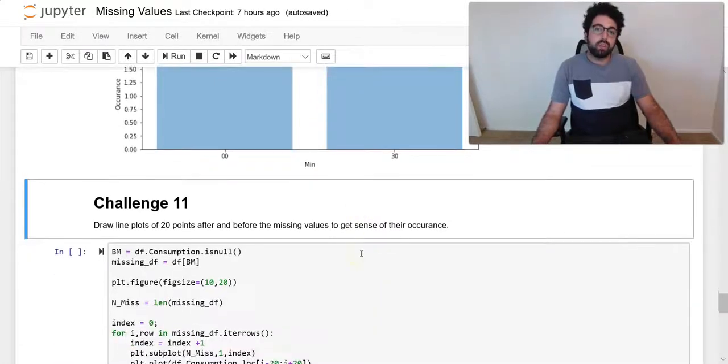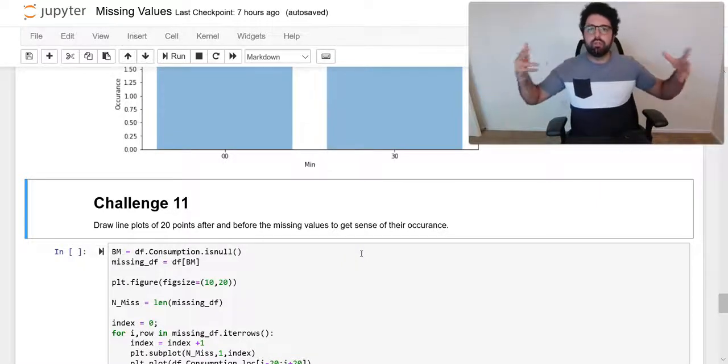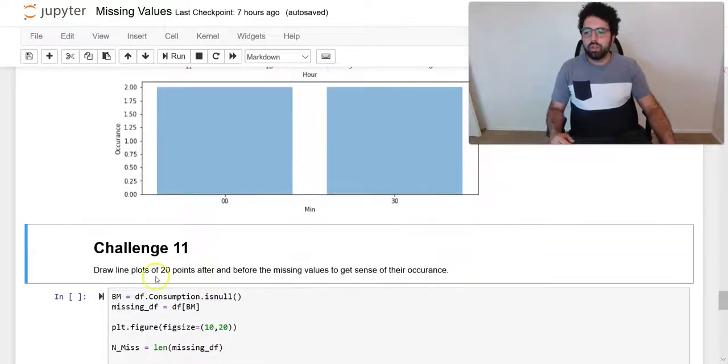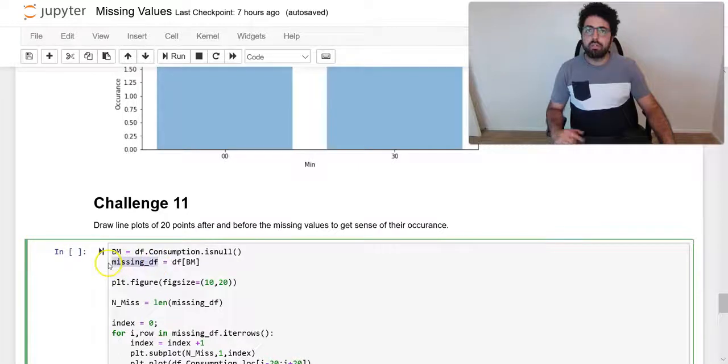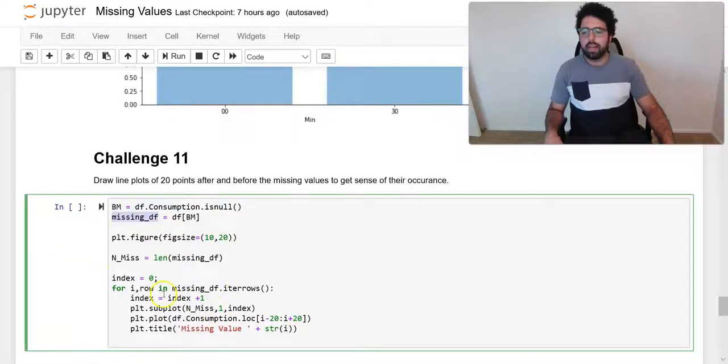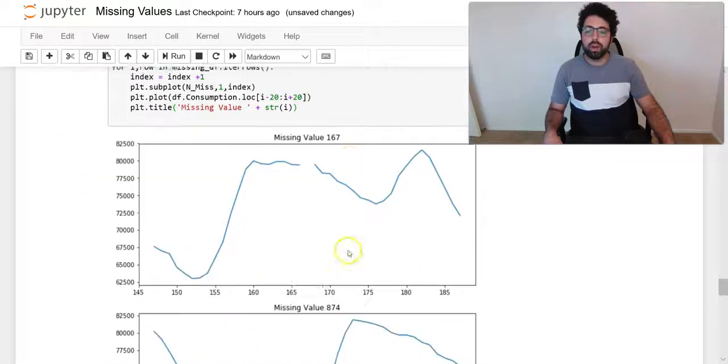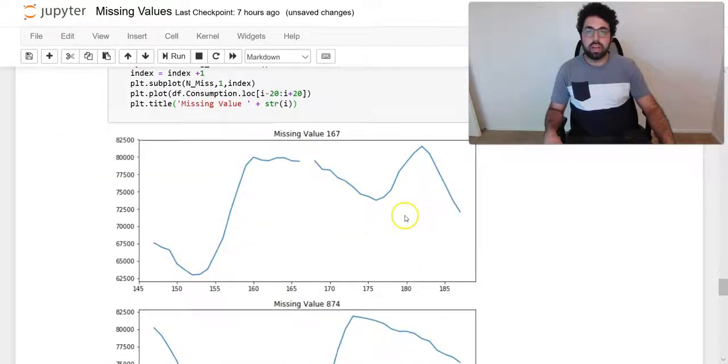So the best way to also investigate what's happening with these missing values is to see the points next to them. So in this challenge, I'm going to draw line plots of 20 points after and before the missing values. I'm creating a missing DF, with all of the missing values, which are 4 of them. And I do a loop over all of these missing values, and then I get the data of 20 points before and after them. And I plot them. So once I run this, I will have 4 plots that show me 20 points before and 20 points after these missing values.